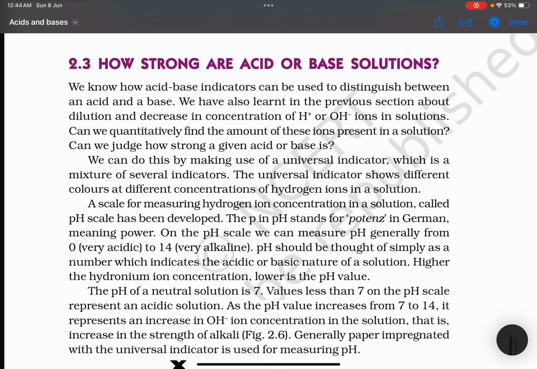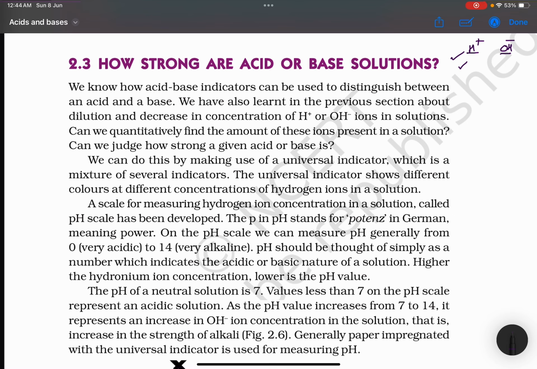How strong are acid or base solutions? Very simple. It depends on H plus and OH minus ion concentration. If H plus ions are more, strong acid. If H plus ions are less, weak acid. Similarly, OH minus, H plus for acids, OH minus for bases. Let's see what is mentioned here.